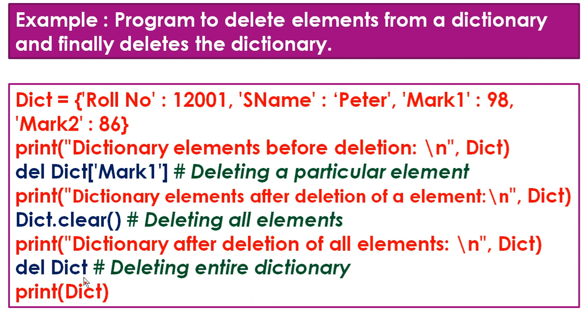Finally, del dict, this command deletes the entire dictionary. After that, when we print the dictionary value, we get an error message: dict is not defined. Here is the output.